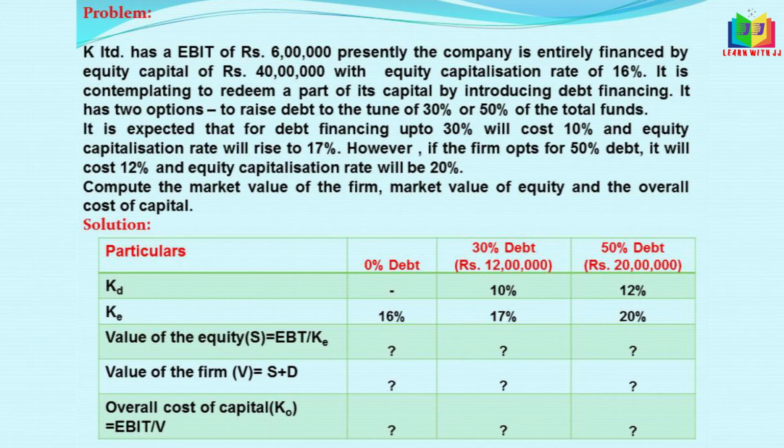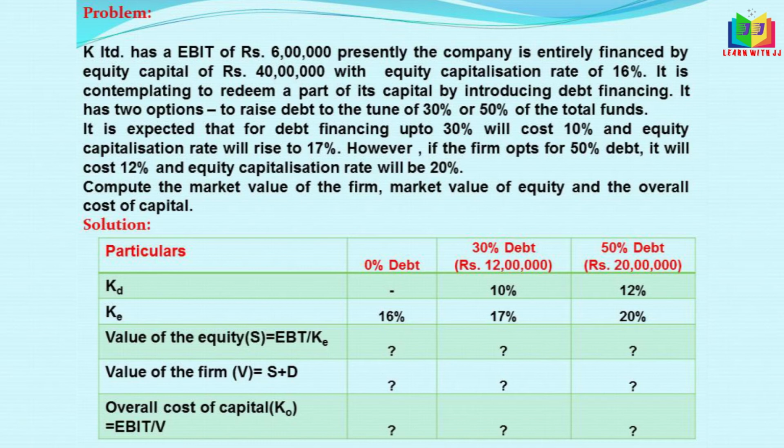Out of the total fund, that is 40 lakh, 30% is debt content. So 40 lakh into 30% is 12 lakh here. And the third one is 50% debt. 40 lakh into 50% is 20 lakh. So the debt is 20 lakh. And we'll write the cost of debt here. For the first one, there is no debt, so no cost of debt. For the second one, the cost of debt is 10%, it is given, that we will write. And in the third case, the cost of debt is 12%, that we will write here.